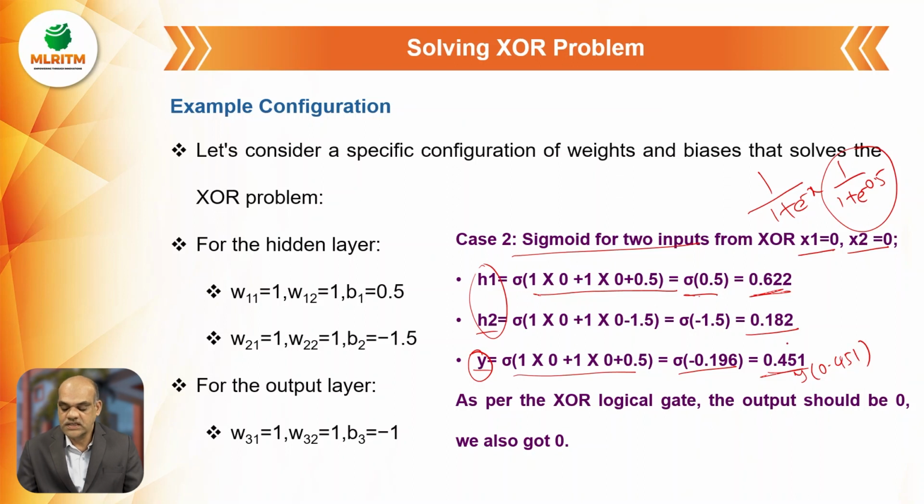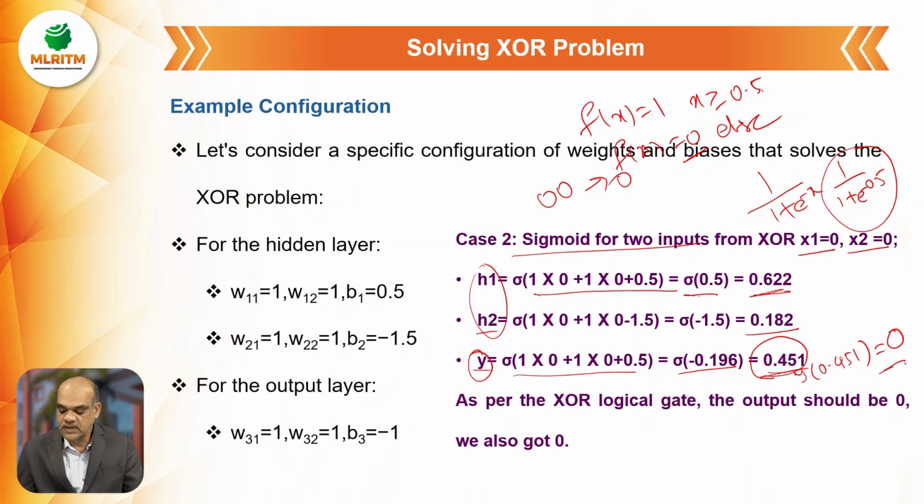As per the sigmoid activation function, f of x equal to 1 if the x value is greater than or equal to 0.5, and f of x equal to 0 otherwise. So here we got 0.451, which is less than 0.5. So f of x equal to 0. So we are going to get the 0. The actual output for 0, 0 is 0, and we are also getting the output as 0. The actual output is 0. The resulting output is 0. So we can say we can solve the problem with this.